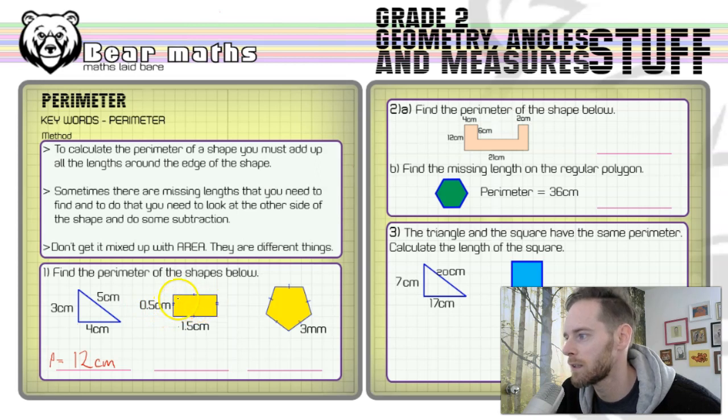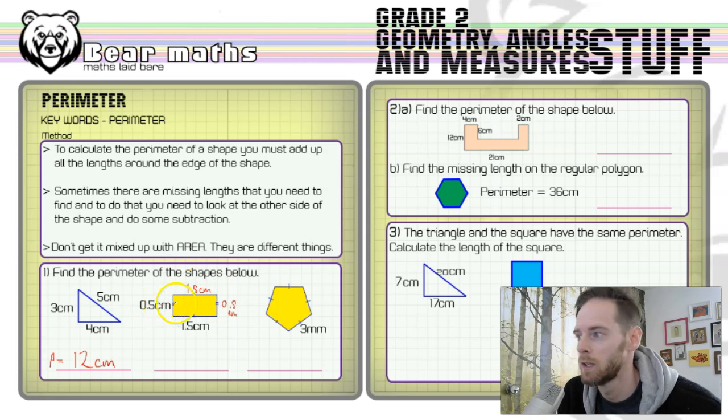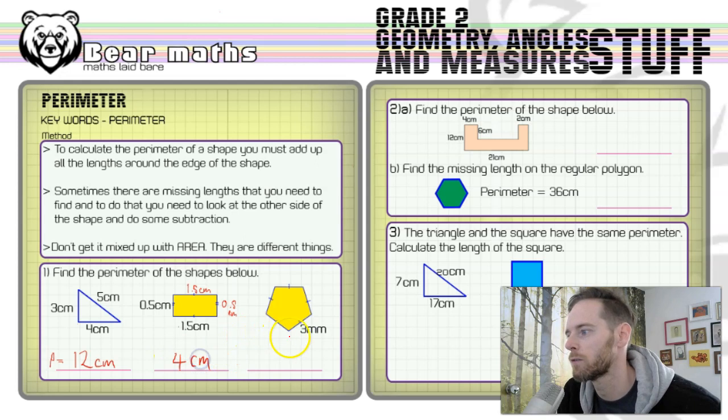0.5 centimeters is the width of this rectangle and 1.5 centimeters is the length. It's a rectangle because of these little dashes. You've got 1.5 centimeters on the other side, and 0.5 centimeters on this side to add on. They were missing, but they were very easy to get. So 1.5 plus 1.5 is 3, 0.5 plus 0.5 is 1, and adding all of that together gives us 4 centimeters. 3 plus 1 is 4.